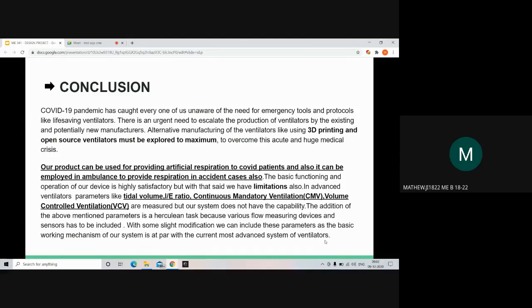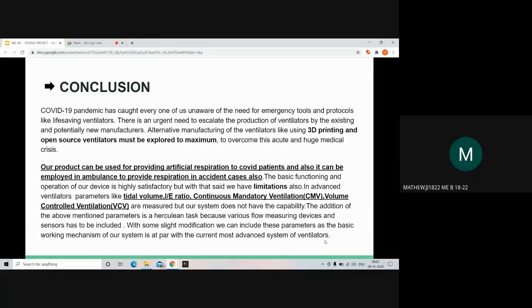Conclusion: the COVID-19 pandemic has caught every one of us unaware, and the need for emergency tools and protocols for life-saving ventilators is essential. Our product can be used for providing artificial respiration to COVID patients, and it can also be employed in ambulances to provide respiration in accident cases.